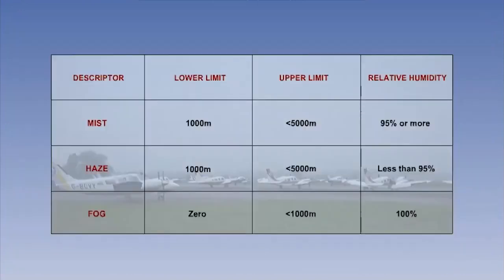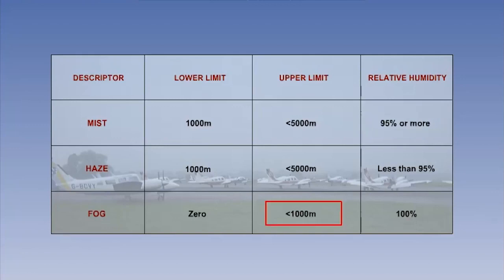We attach names and symbols to certain situations, depending on the cause of the poor vis. These are well known, but the strict definition is sometimes less well understood. Mist is a MET visibility of 1,000 metres or more, with an upper limit usually of 5,000 metres, although this upper limit does vary occasionally. The relative humidity must be 95% or more as well.